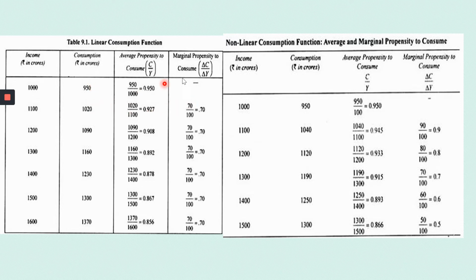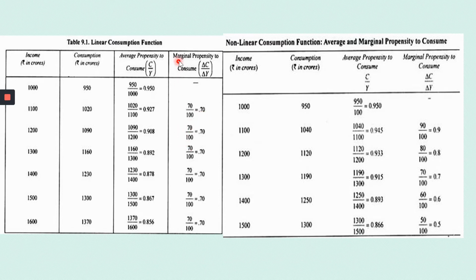Now the change in consumption is 70. How much is the change in income? First it was 1,000. Now it is 1,100. So how much is the change? 100. So 70 by 100 is equal to 0.70.